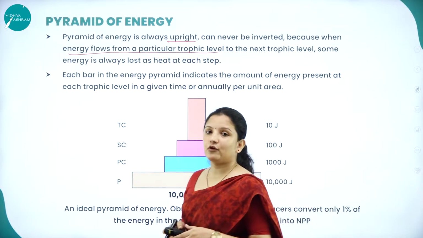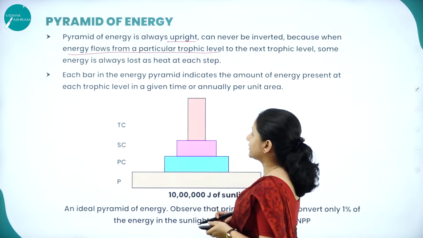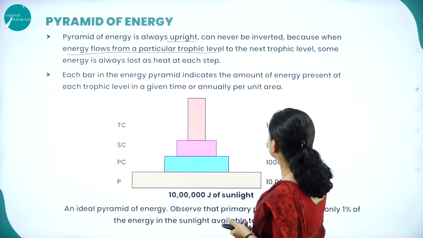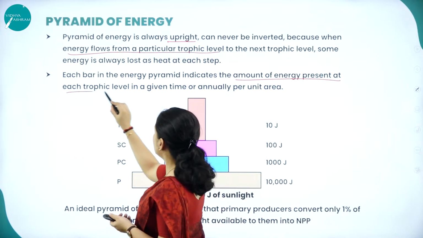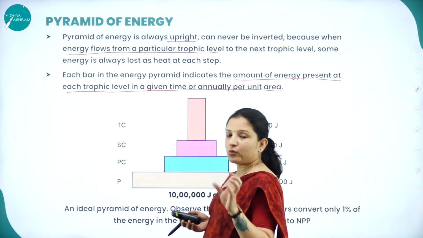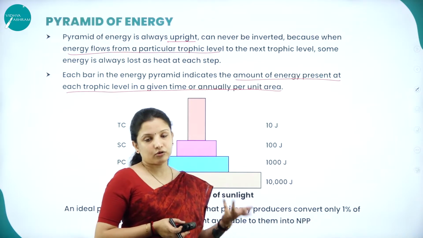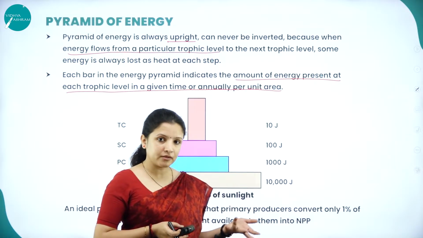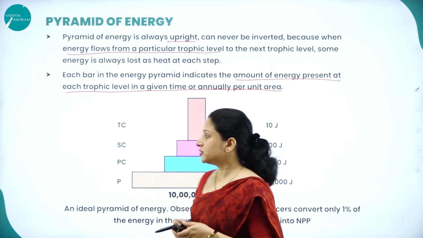That is the energy flow we have studied in the previous session. So have a look at it. Each bar in the energy pyramid indicates the amount of energy present at each trophic level in a given time, or annually per unit area. So at one particular time, for example, you may be calculating the amount of energy flow per month, or per year. It depends on what type of experiment you're conducting.